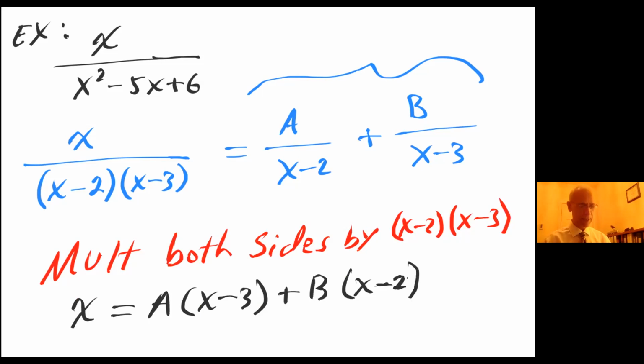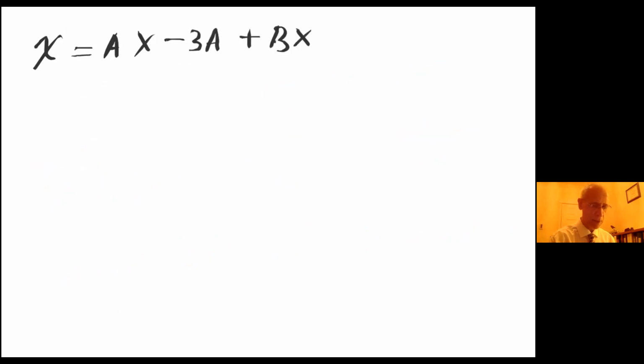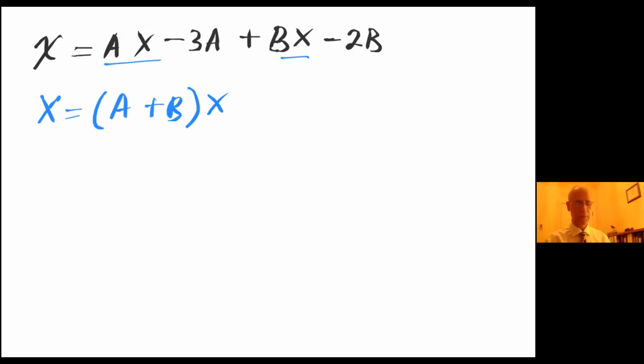Let me go ahead and go to the next page and continue. If I distribute A and B, I get x equals A times x minus 3 times A plus B times x minus 2 times B. Notice that this is the same as saying x equals, I have x in here and x in here, so (A plus B) times x minus 3A minus 2B.